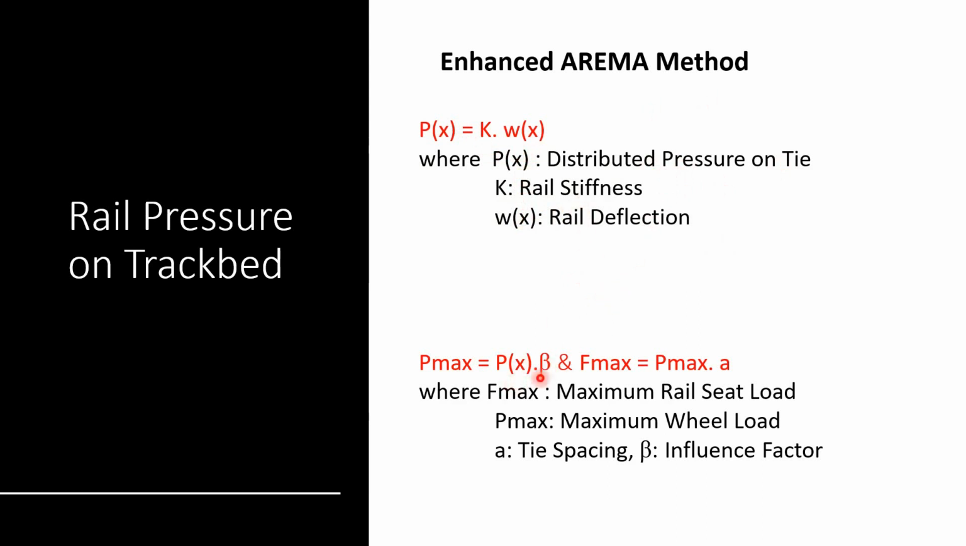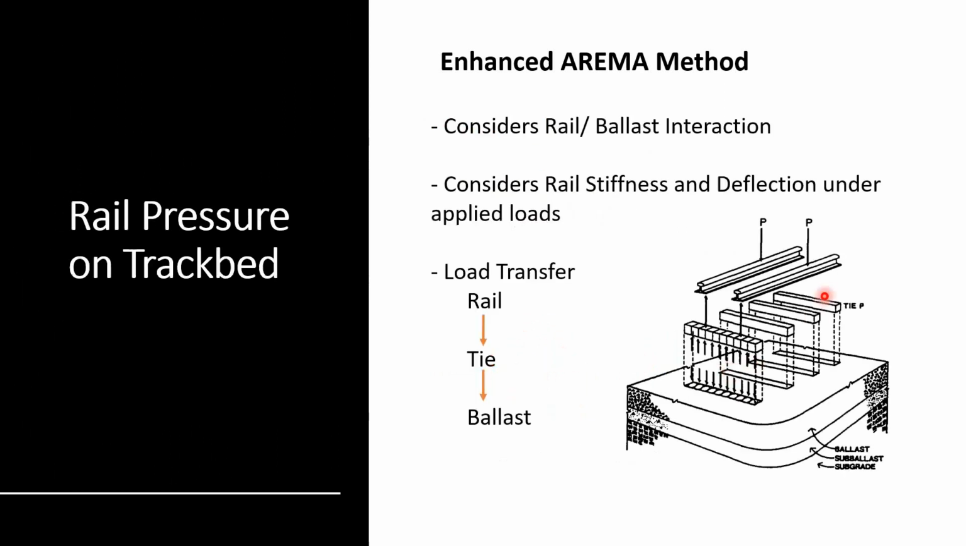To consider a critical case, you need an influence factor, and that brings us back to the line of influence models, the fact that you have a single wheel moving along the rail track. So again, you rely on the manuals like ARIMA and see how to get an appropriate beta factor to get your P max. And then this P max, when you multiply it by the tie spacing here, you're basically converting this into a load over your tie.